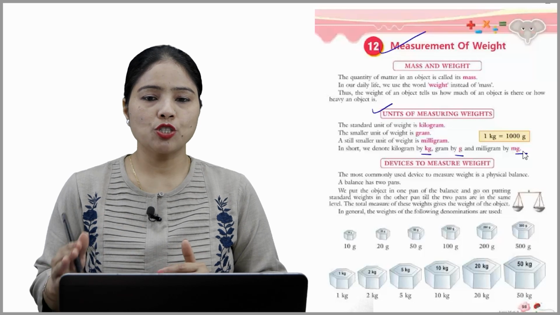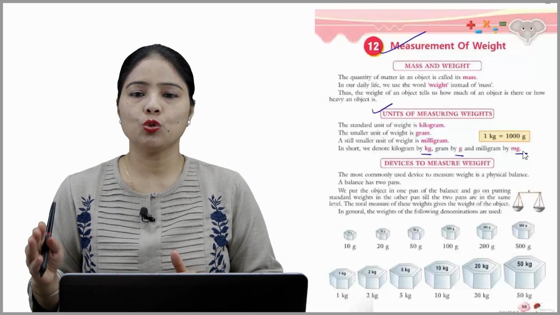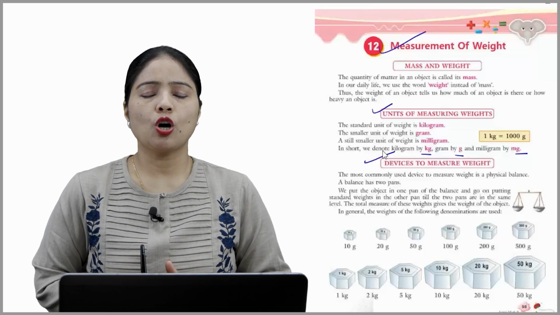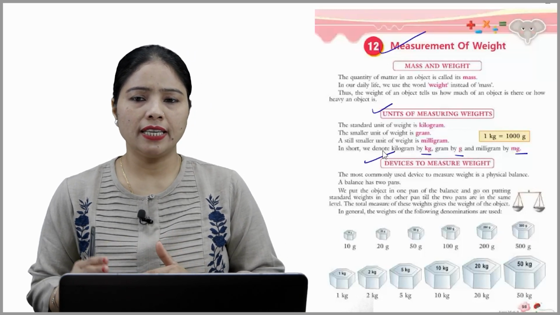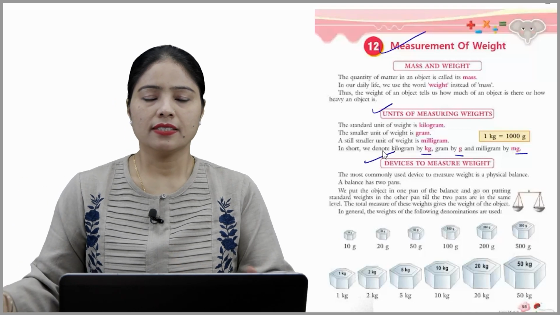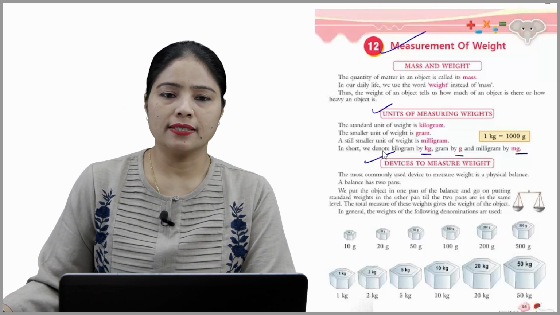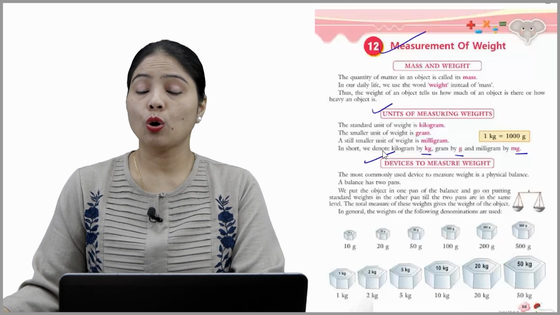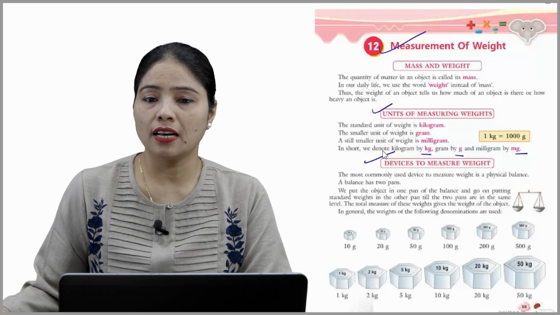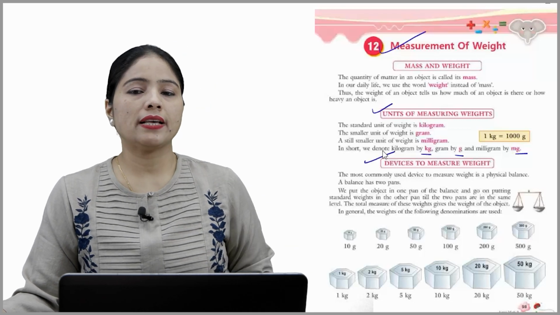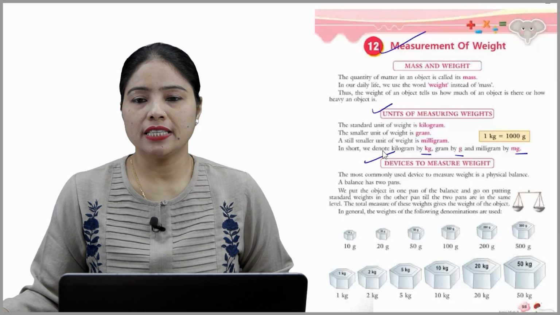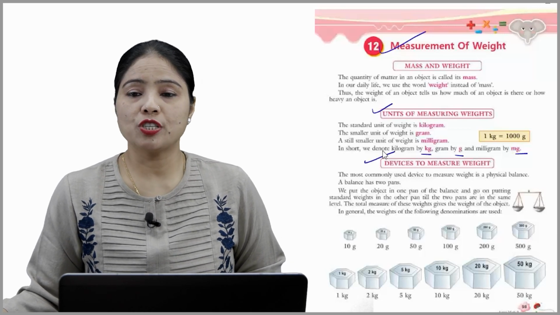So now move on to the next topic. This is devices to measure weight. So let's see. The most commonly used device to measure weight is a physical balance. A balance has two pans. We put the objects in one pan of the balance and go on putting standard weights in the other pan till the two pans are at the same level. The total measure of these weights gives the weight of the object beta.